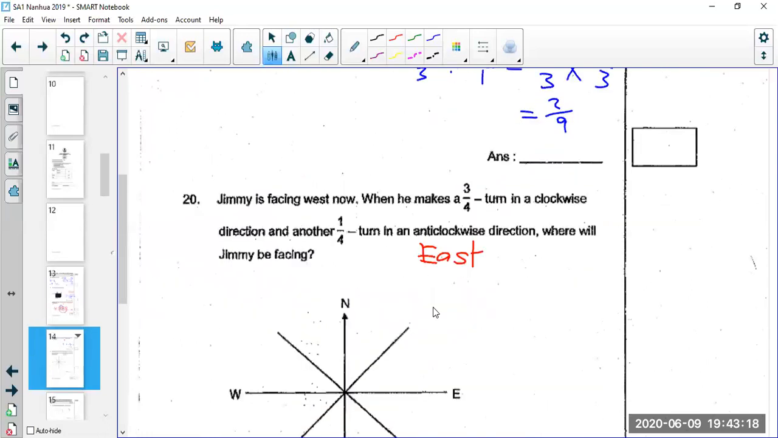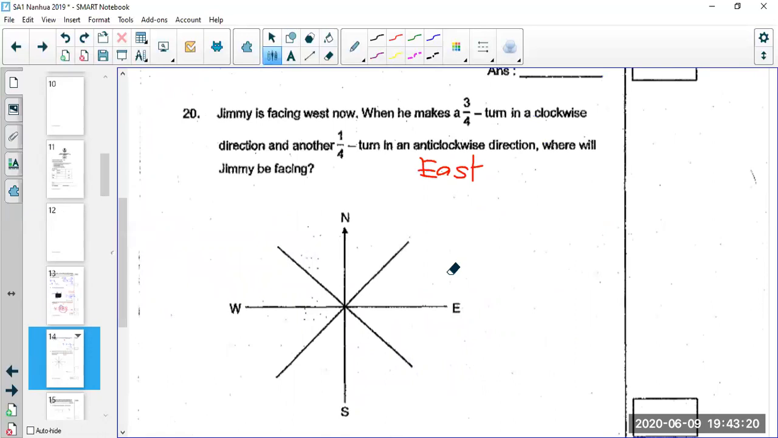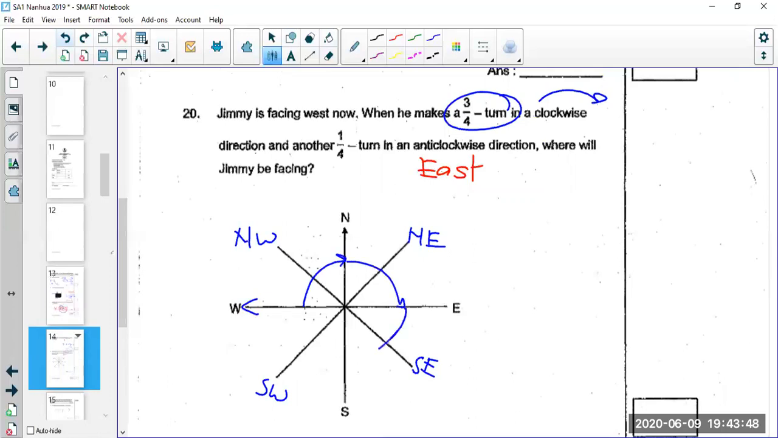Okay, next one. Jim is facing west. So you need to draw your compass, okay, it's done for you already. So no need to draw the compass. It's drawn for you. Fill out the labels. Southeast. This will be southwest, right? So Jim is facing west. He makes a 3/4 turn clockwise. Clockwise, this is 1/4, and that's 2/4, and then 3/4.